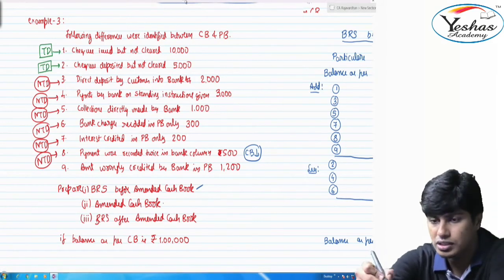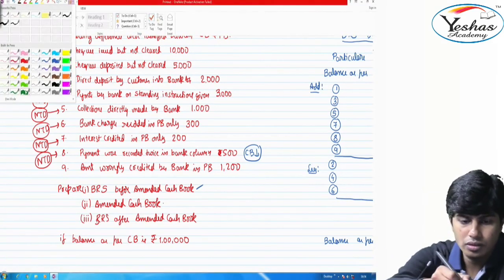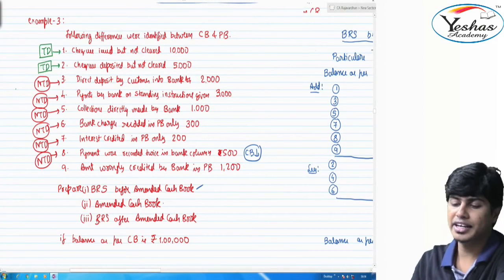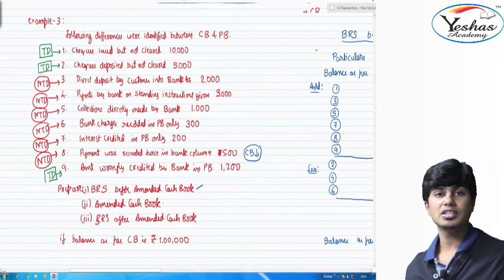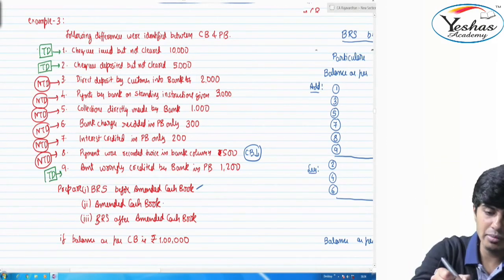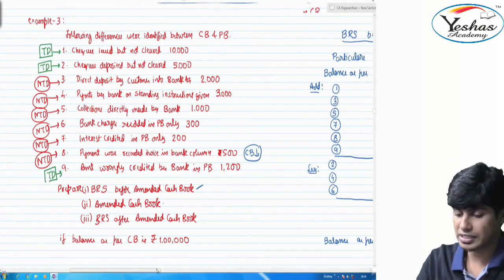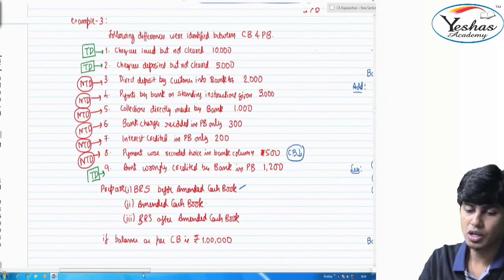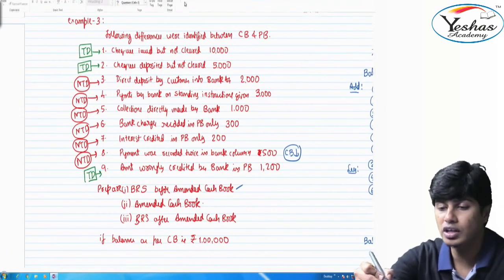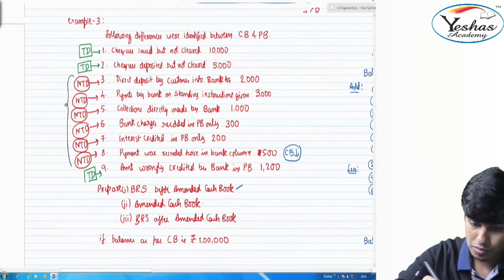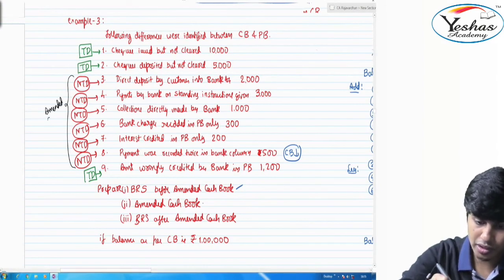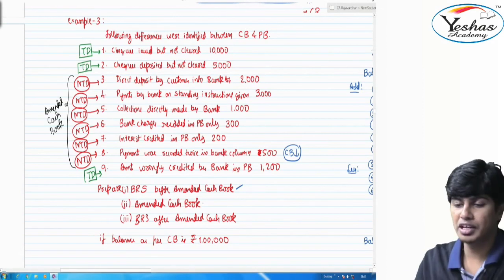Let us see the next one. What is the last one? Amount wrongly credited by bank in passbook. This is a timing difference. Now, what do we do with timing differences? Timing differences will go to BRS after the amended cash book. Whereas, what about non-timing differences? Non-timing differences should appear in the amended cash book. How about timing differences?